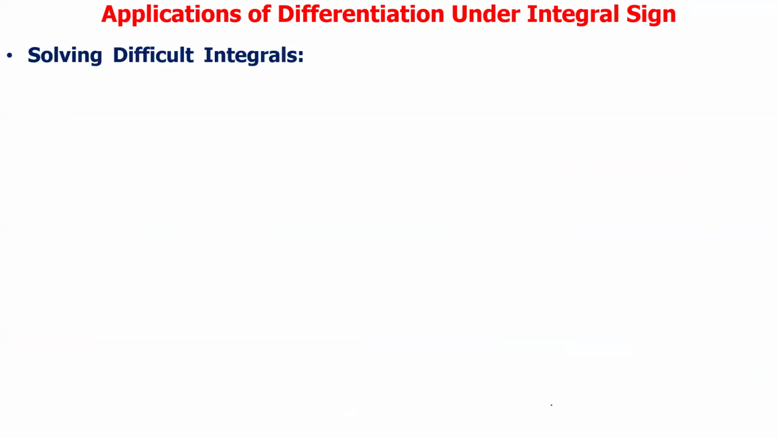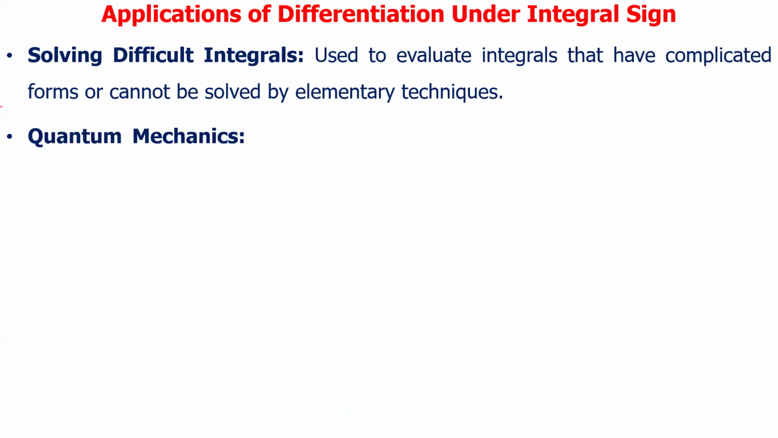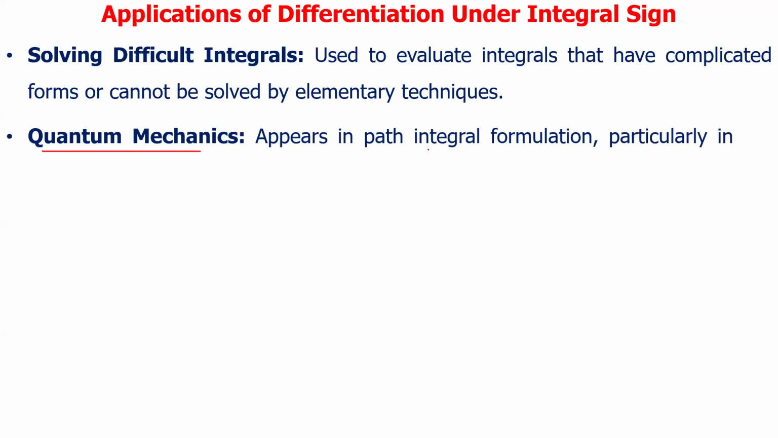Now, what are the applications of differentiation under integral sign? So let us see one by one. The first application is solving difficult integrals, used to evaluate integrals that have complicated form or cannot be solved by elementary techniques. The second one is in quantum mechanics, where it appears in path integral formulation, particularly in the derivation of propagators.